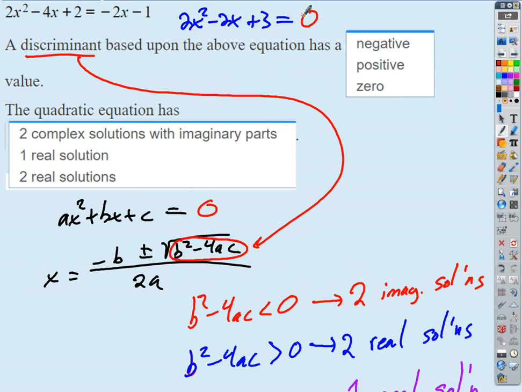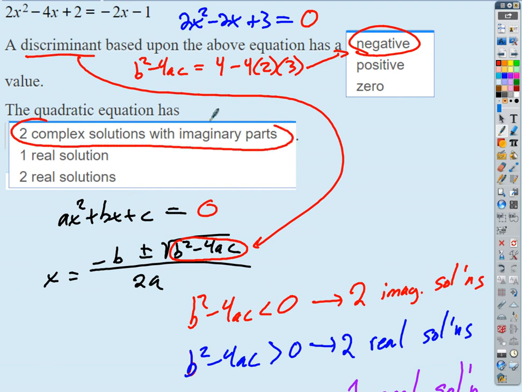Okay, so then we just need to know what's the value of b squared minus 4ac. So that's gonna give us negative 2 squared, 4 minus 4 times 2 times 3. Well, clearly that's negative, isn't it? So if it's negative, that means we're getting 2 complex solutions with i's, right? Okay?